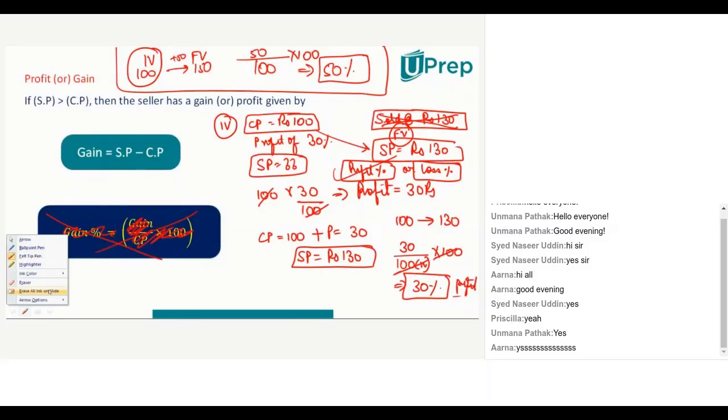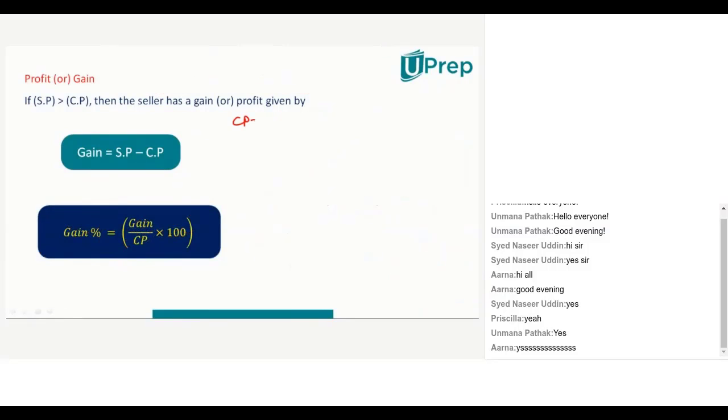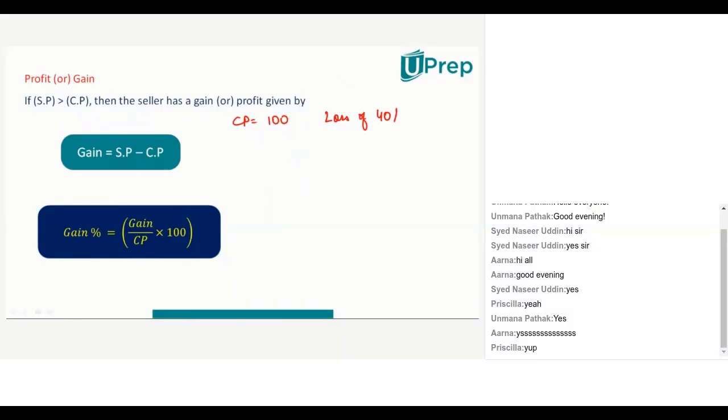If the same question would have said, the cost price of the pen was rupees 100 and Unmana wanted to sell it at a loss of 40%, what would the selling price of the pen become? Or say there is no loss of 40. I am telling you that the cost price is 100 and the selling price of the pen was, say, 75 rupees. Now, what is the profit percentage or the loss percentage?